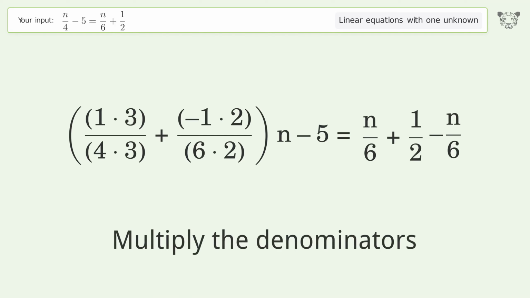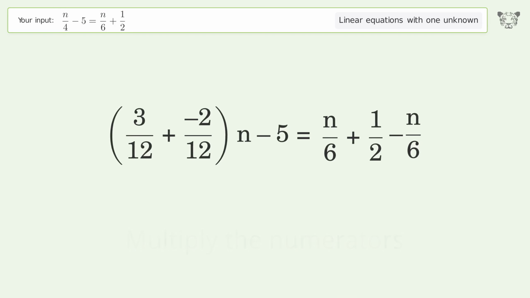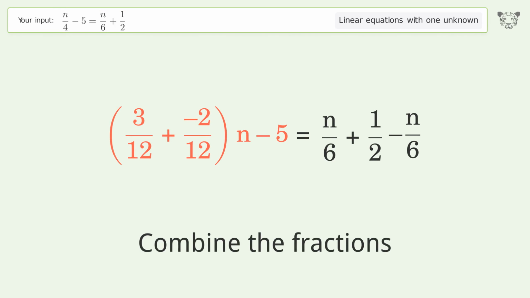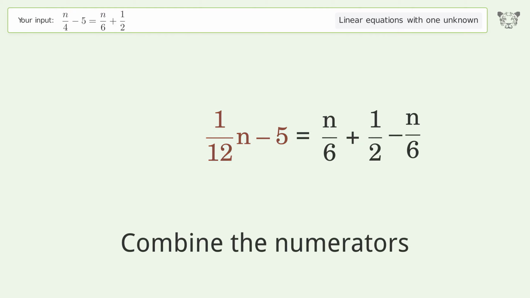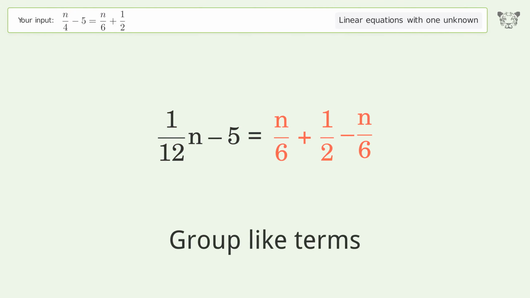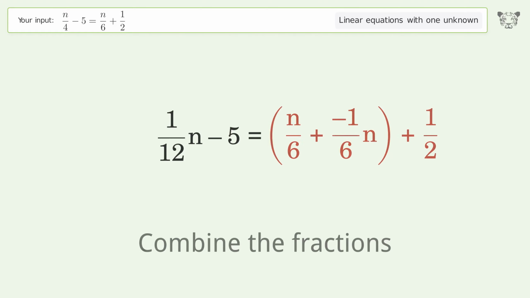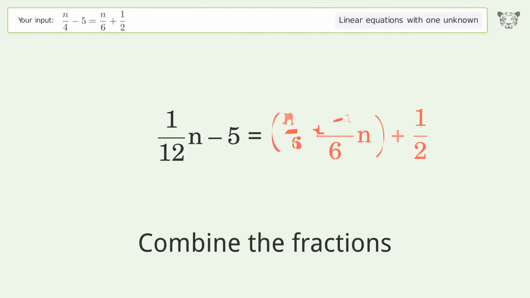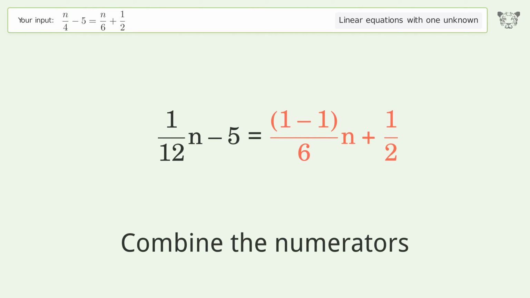Multiply the denominators. Multiply the numerators. Combine the fractions. Combine the numerators. Group like terms. Combine the fractions. Combine the numerators.